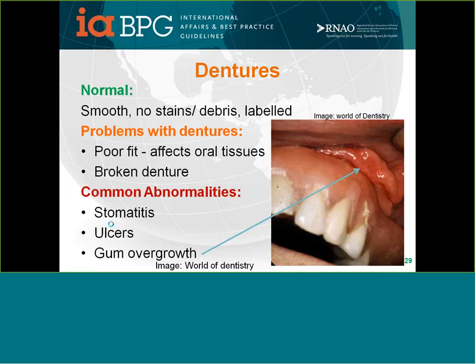So normal dentures should appear smooth, have no staining or debris, and should be labeled. So it's really important to check regularly to ensure that they remain labeled. Problems with dentures are due to poor fit and can affect oral tissues and can result in stomatitis and ulcers, which we discussed under the gum section, and they can also result in overgrowth from not being removed. So the picture on the left shows overgrowth. Lastly, look at the dentures themselves to ensure that they're not broken or cracked or warped, and that any liners that may have been placed on them remain securely attached.